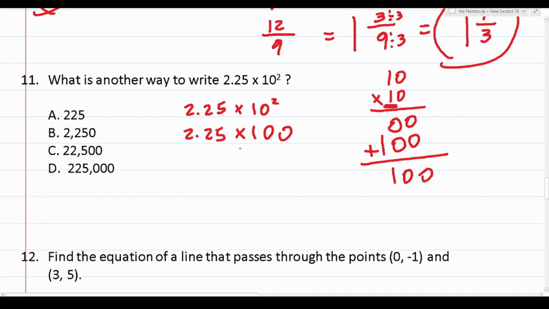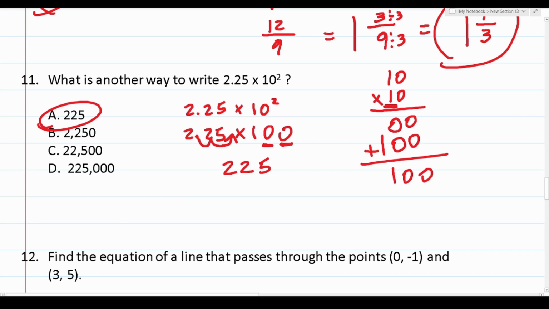Okay? Instead of working this out by hand, all you have to do is realize that when you multiply a number by a power of 10, you just take its decimal and shift it to the right according to how many zeros there are in the power of 10. In 100, there are 2 zeros, so we're going to take the decimal in 2.25 and shift it 2 times to the right to make it 225, which we can see as answer choice A.